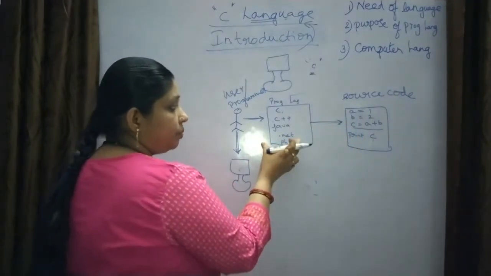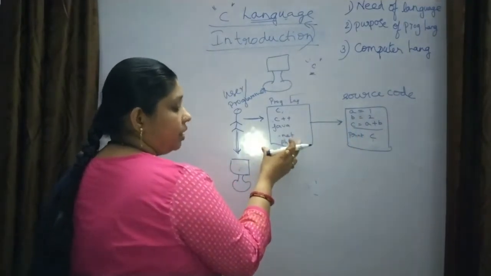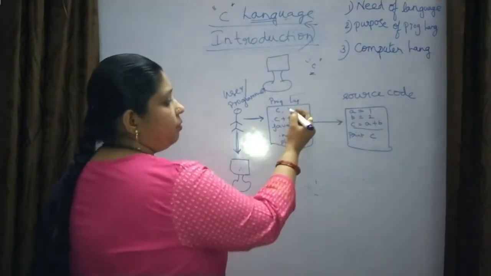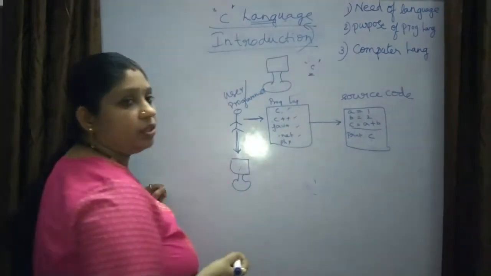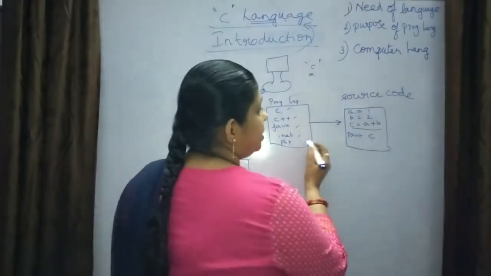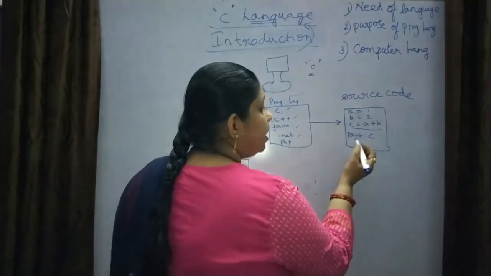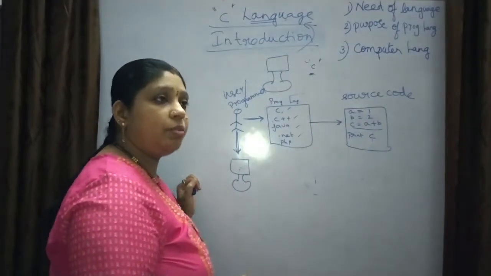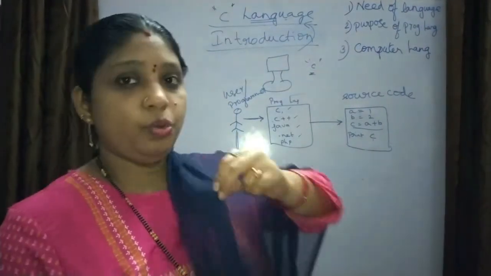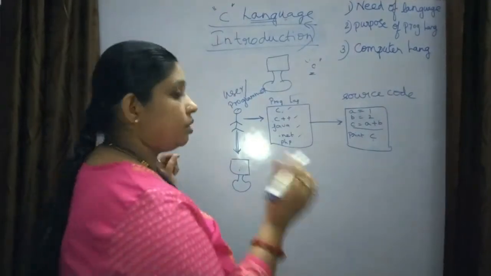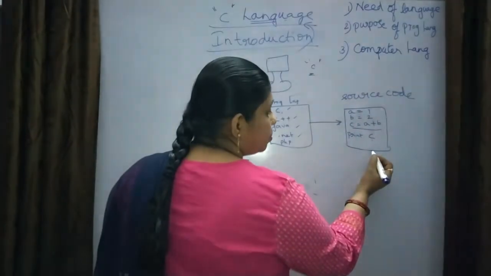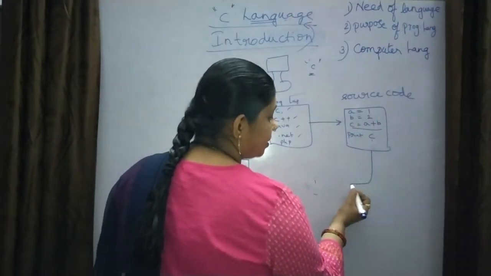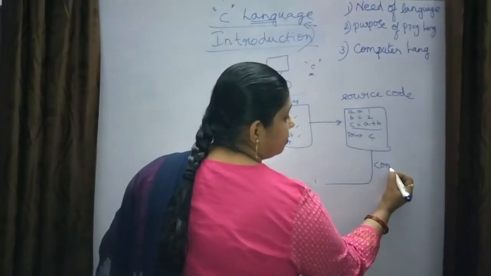So he has written a program in a programming language, whatever it may be, any language he took. In that language, he has written one source code. You will call this source code. Source code is nothing but what is written by the user or the programmer. Now this source code, what happens? There will be a compiler.